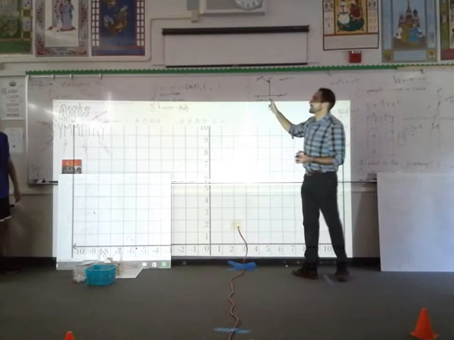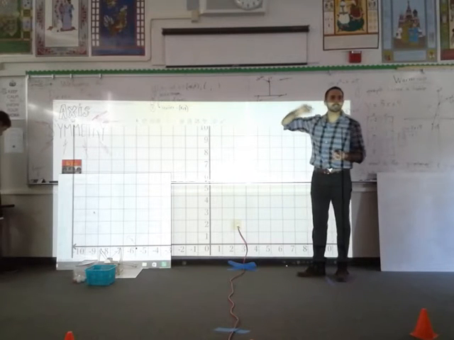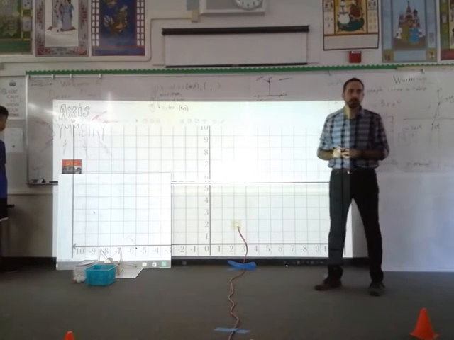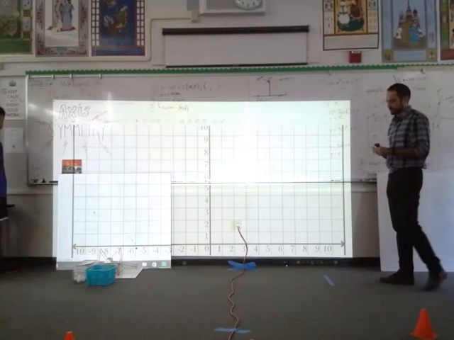This one actually is kind of a line where the vertex is on the y-axis. That's not always going to happen. Don't count on that.